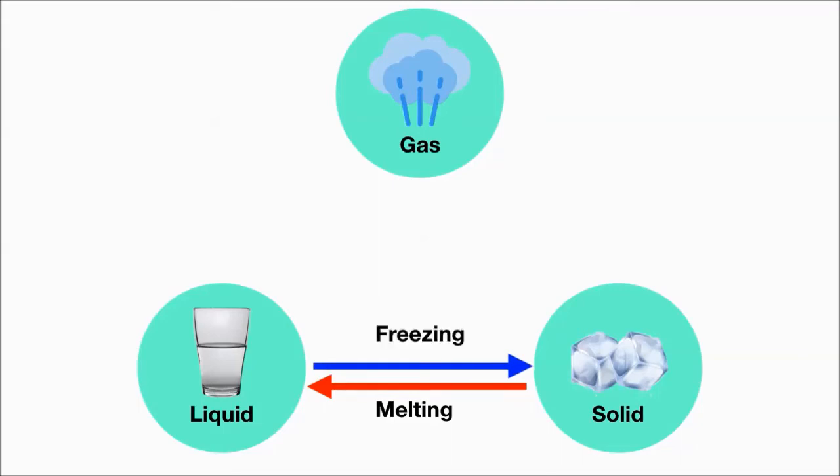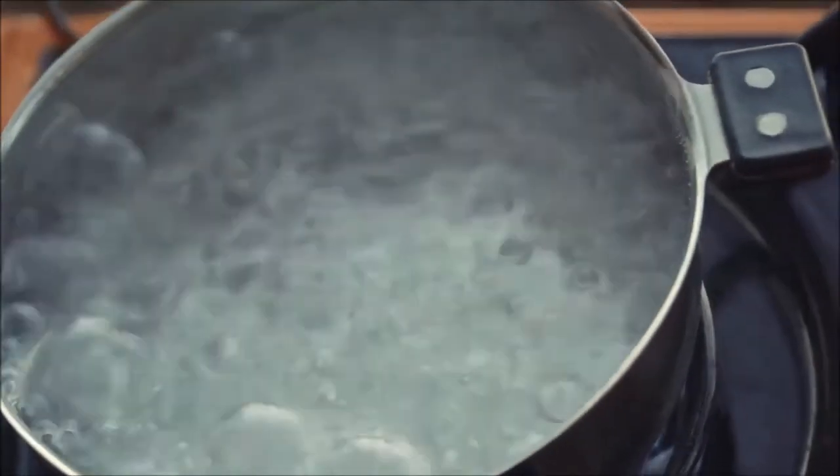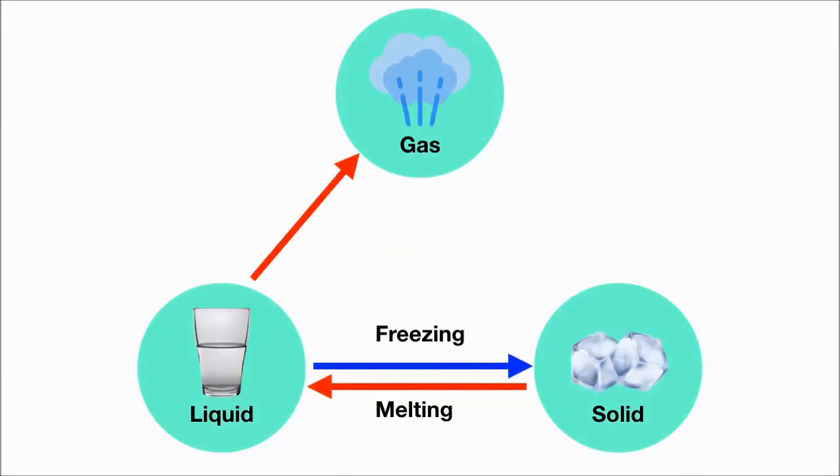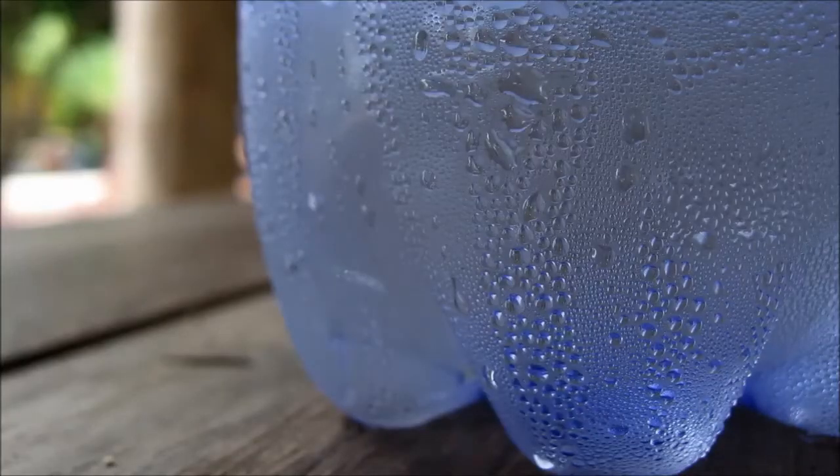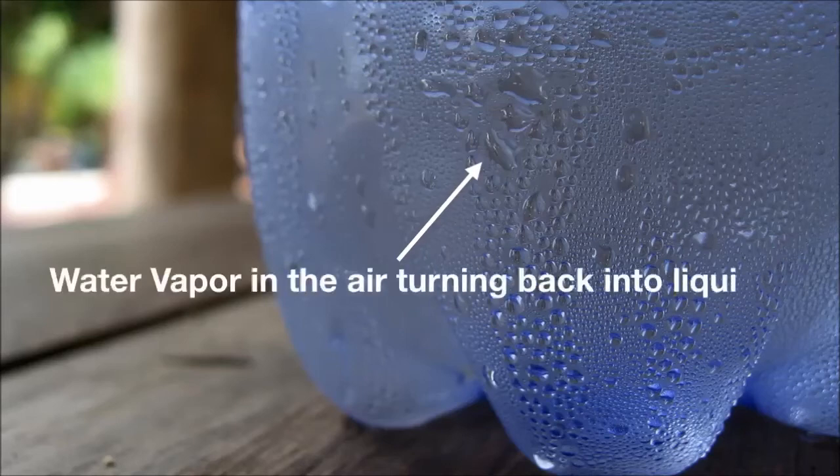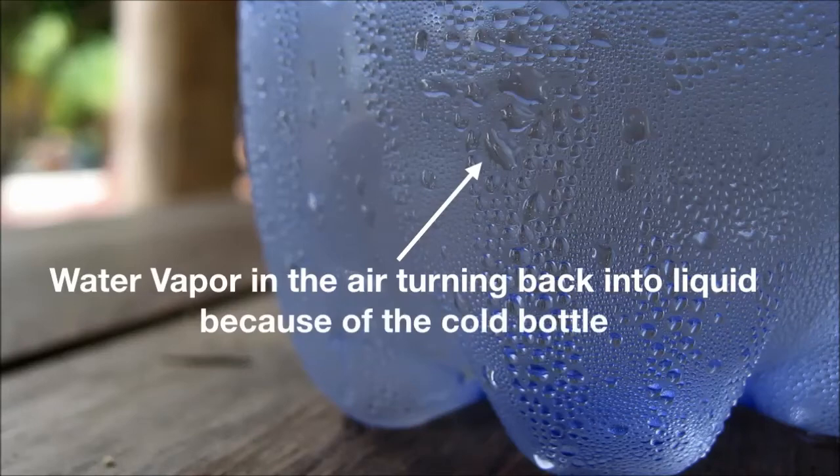But it turns out there are names for all of the other types of changes that can exist as well. If a liquid turns into a gas, like when you boil a pot of water, we say that the liquid is evaporating. This is an example of evaporation. There are also times when a gas will turn back into a liquid. If you've ever had a bottle of cold water, you see these little droplets of water form on the outside. This is happening because water vapor, or gas in the air, is turning back into a liquid because of the cold water inside of the bottle.